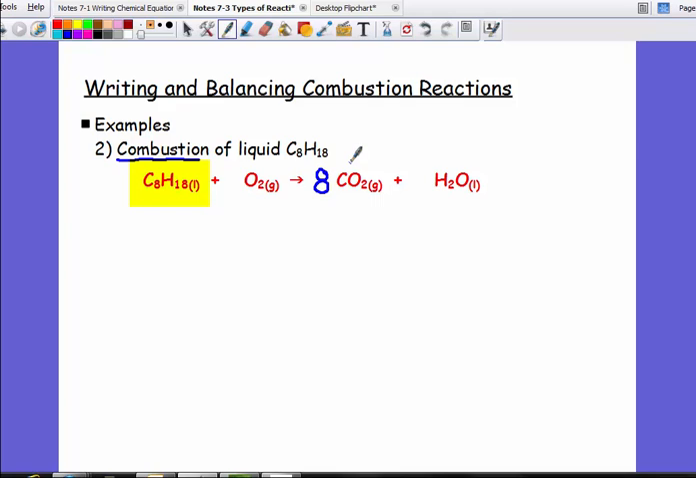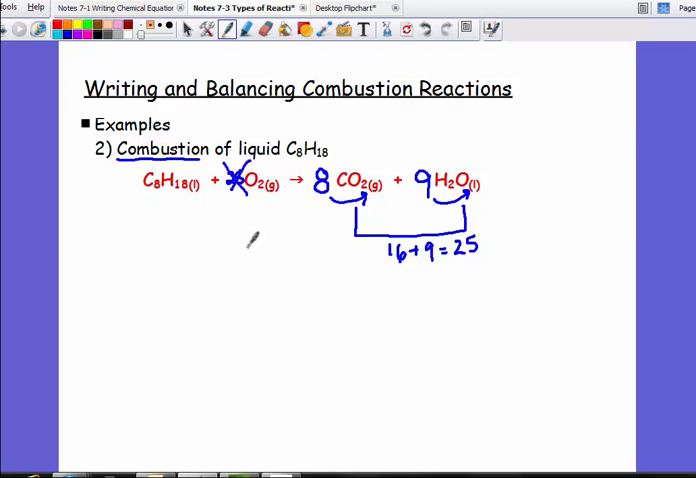Then I do hydrogen. There are 18 hydrogens on my reactant side, so I need to figure out what number times 2 gives me 18, and that would be 9. Lastly, I'm going to check out my oxygens. 8 times 2 is 16, 9 times 1 is 9, and I wind up with an odd number of oxygens. Well, whenever we balance reactions, it's the simplest whole number that will give us the correct number. If I put a 25 here, that gives me 50, so that can't be right.